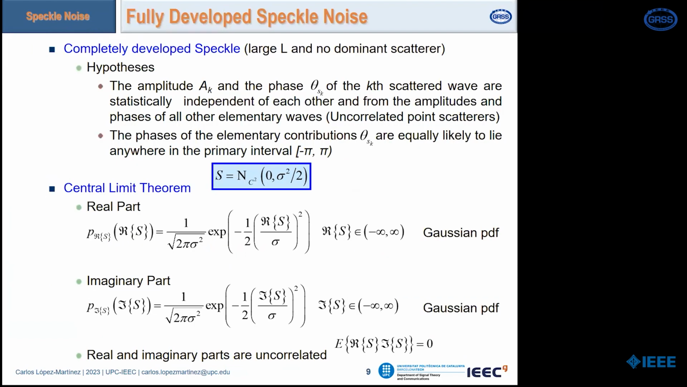Here, IID, independent and identically distributed, all the pixels. Can we assume them to be IID? IID, what is it? Independent and identically distributed. Let me continue because I will tackle this issue later on.